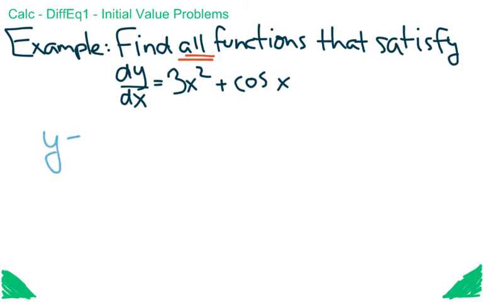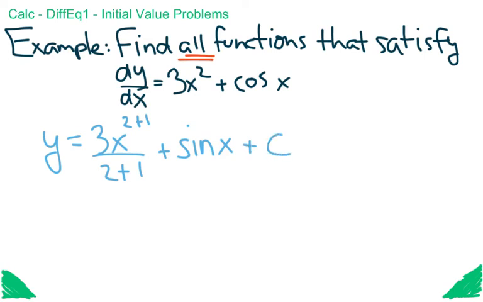So I'm going to say y, the antiderivative of dy dx is y, and 3x squared, so we have 3x to the 2 plus 1 over 2 plus 1, using the reverse power rule. I'm taking you the long way here. And the antiderivative of cosine x is sine x, like we just talked about. And there can be any constant that could be added to that, as long as it's just a constant. So I'm going to call that big C.